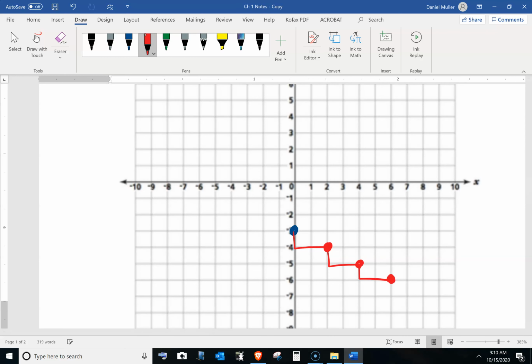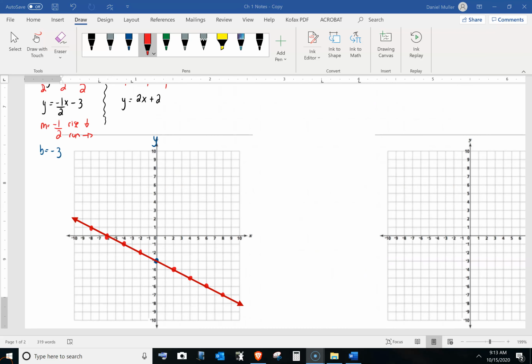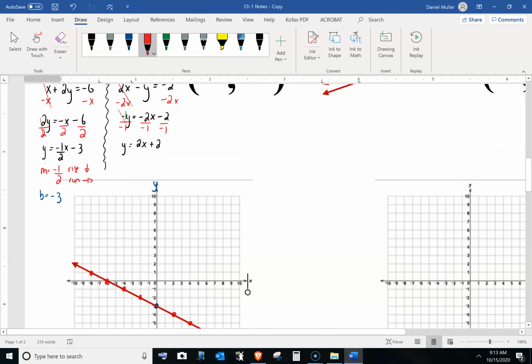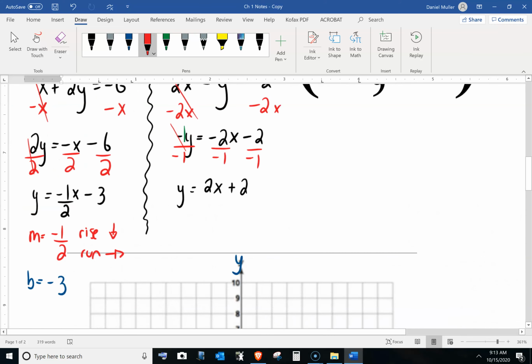So we're going to keep doing this. And I'm now going to go left. So I'm going to go up 1, 2 to the left. Up 1, 2 to the left. And so now I can actually go and connect this line. Okay, so there is the line that we've graphed, but let's also do this second line.